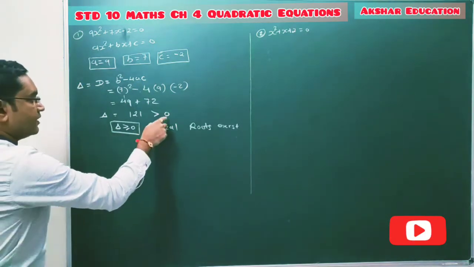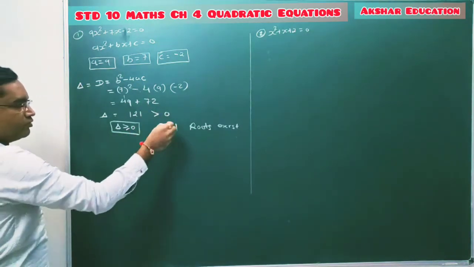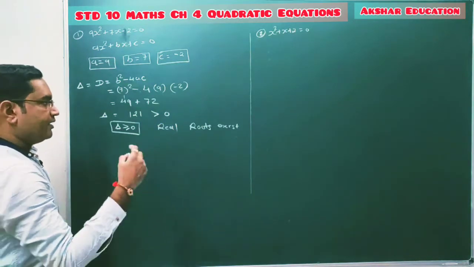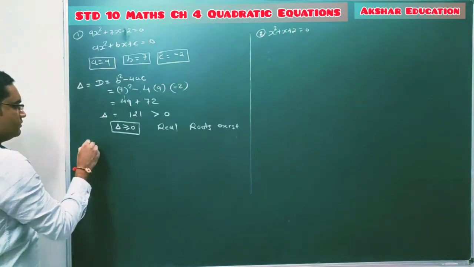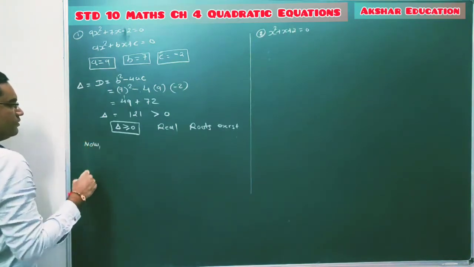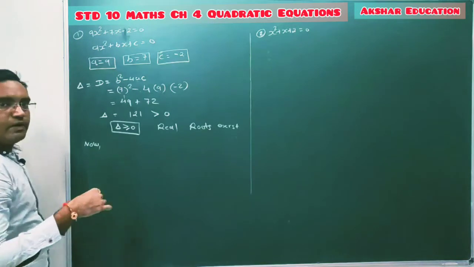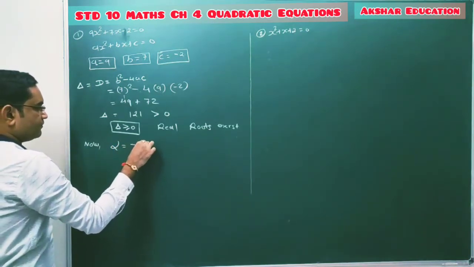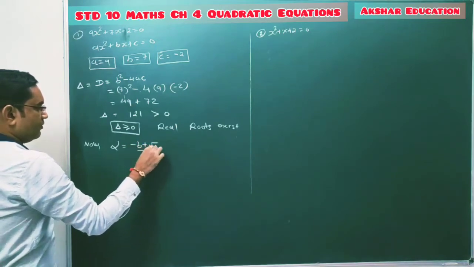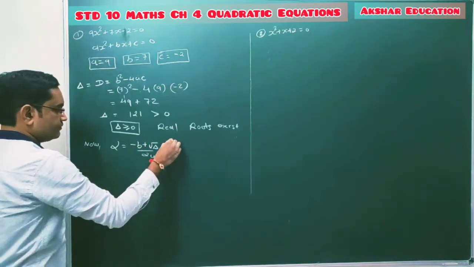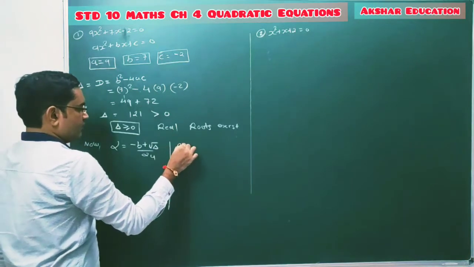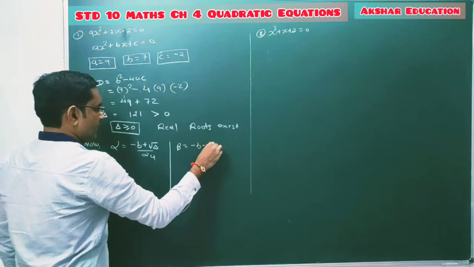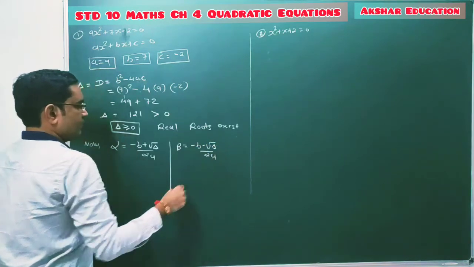So here delta is greater than 0, so real roots exist, and if real roots exist, you have to find those real roots. So which are the real roots? The formula for the real roots, alpha and beta, the two real roots: the formula for alpha is minus b plus square root of delta by 2a, and the second root beta is minus b minus square root of delta by 2a.